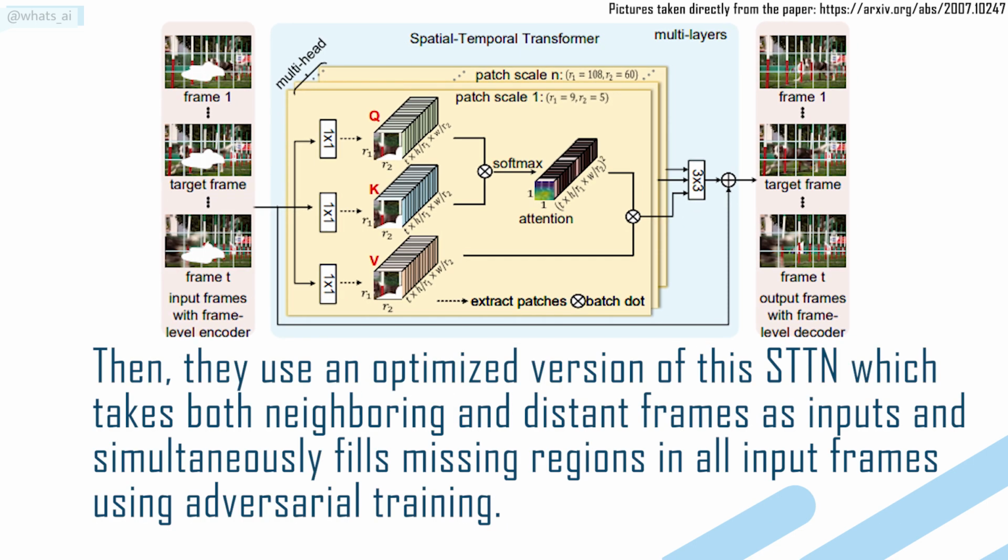This video is linked in the description box below if you are interested. Then, they use an optimized version of this STTN, which takes both neighboring and distant frames as inputs and simultaneously fills missing regions in all input frames using adversarial training.